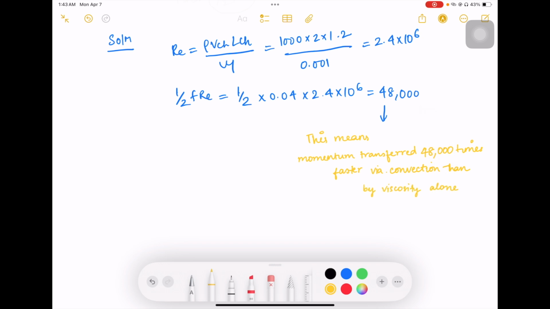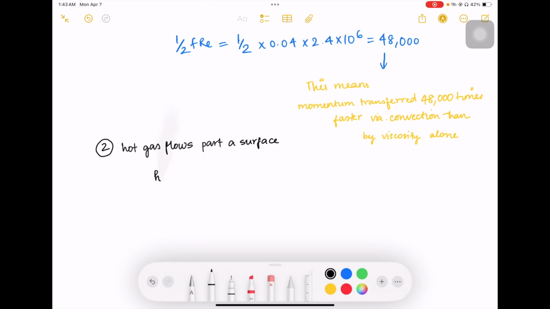Now let's go to the next question. The next question says a hot gas flows past a surface. The following parameters: heat transfer coefficient H is given as 60 watt per meter square Kelvin. Characteristic length LCH is given as 0.25 meter, and thermal conductivity K is given as 0.03 watt per meter Kelvin. Very simple question. We need to find the Nusselt number.